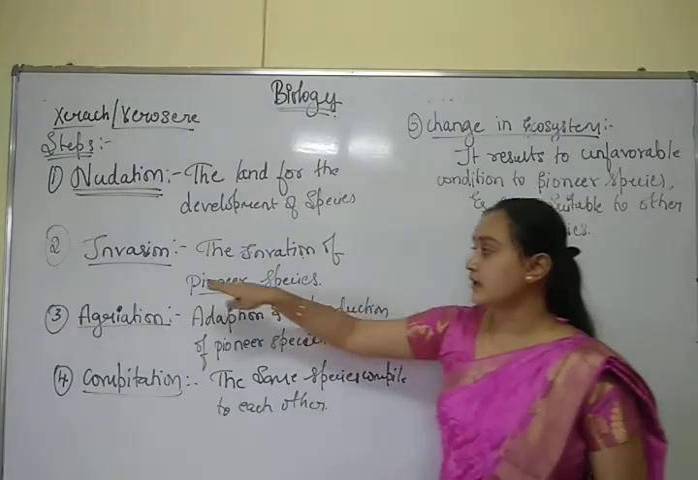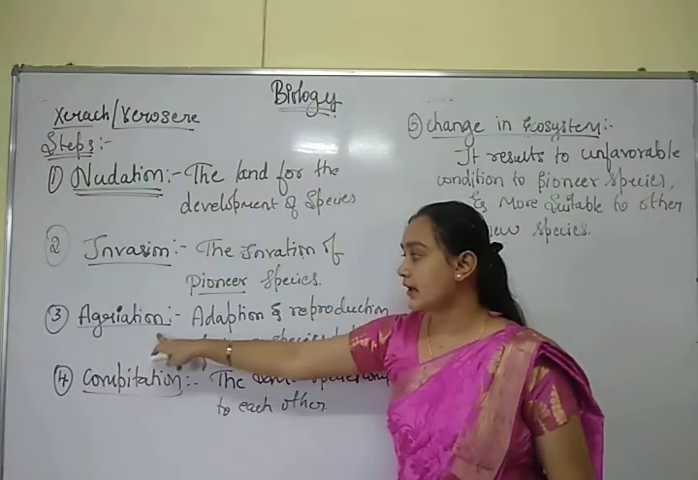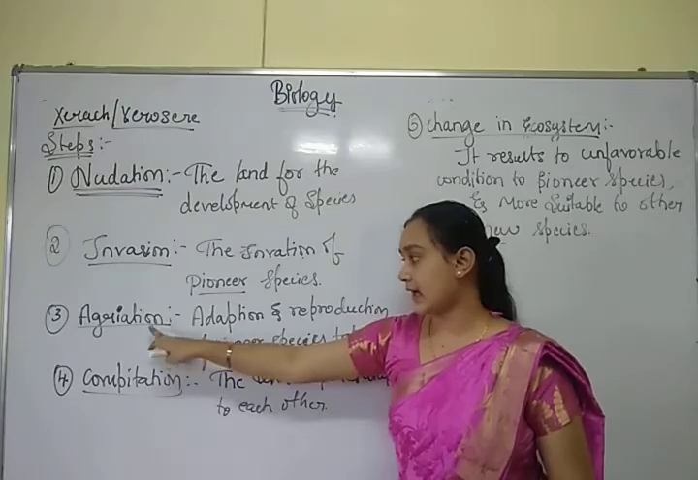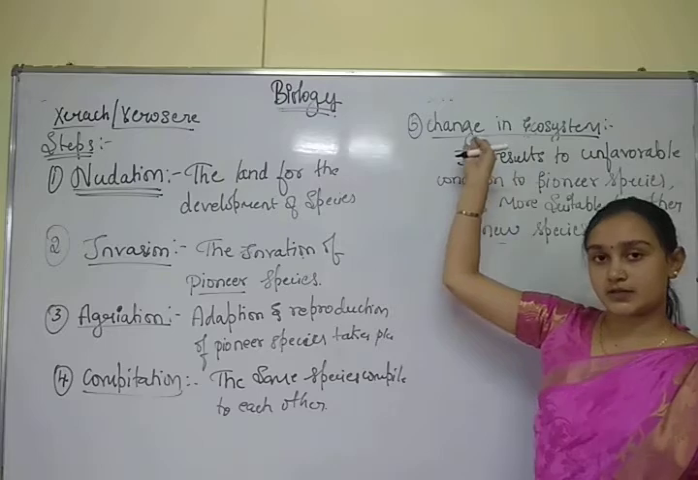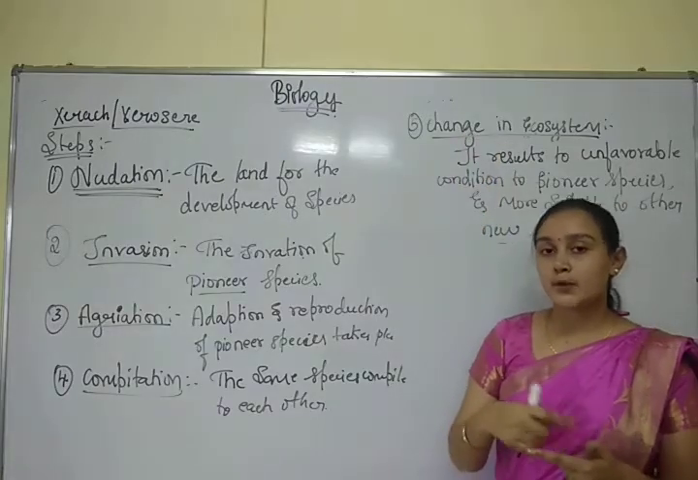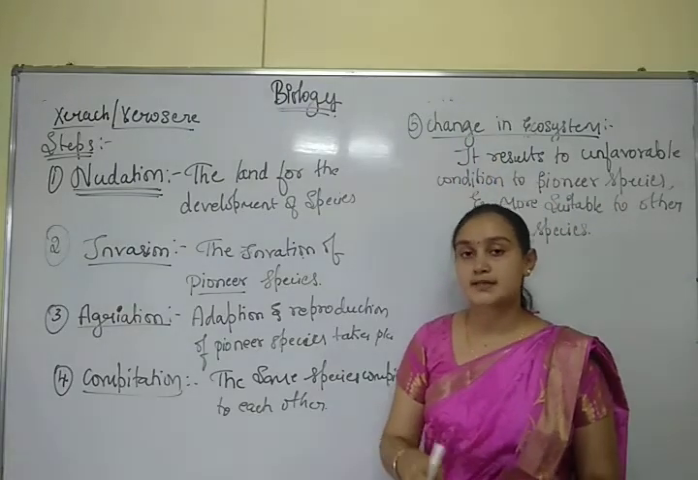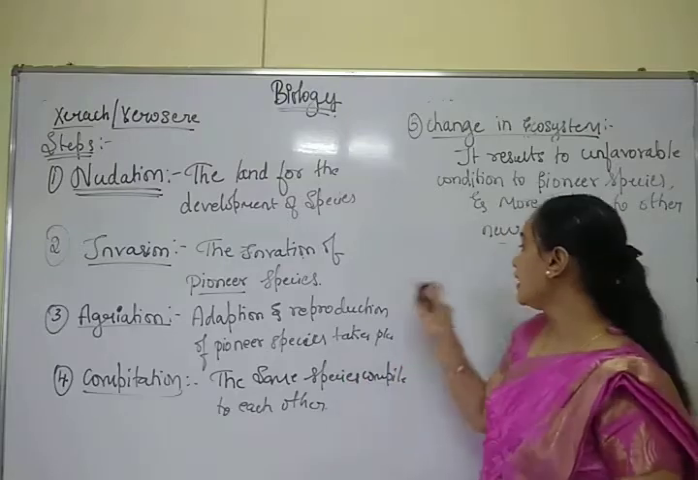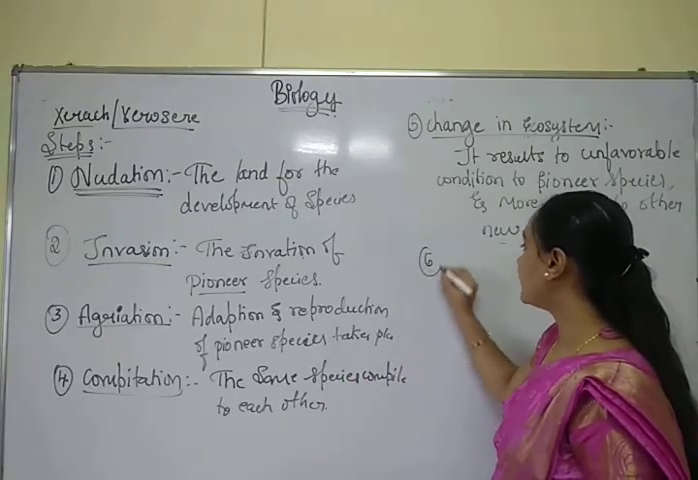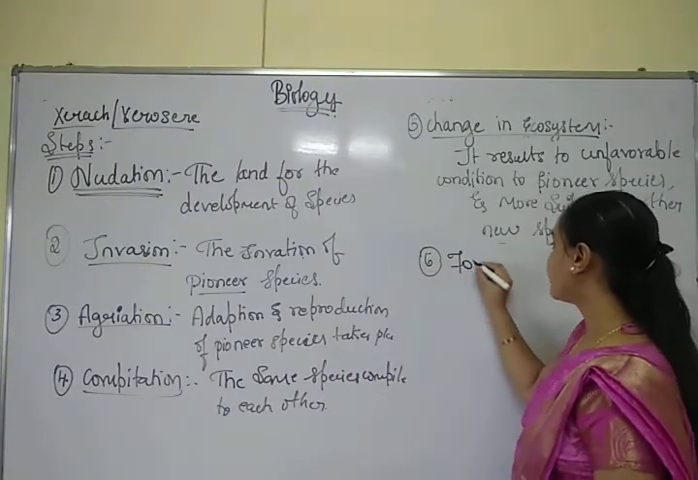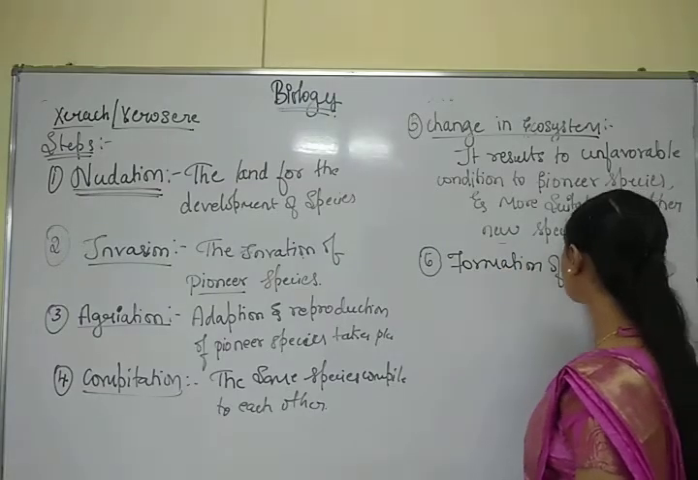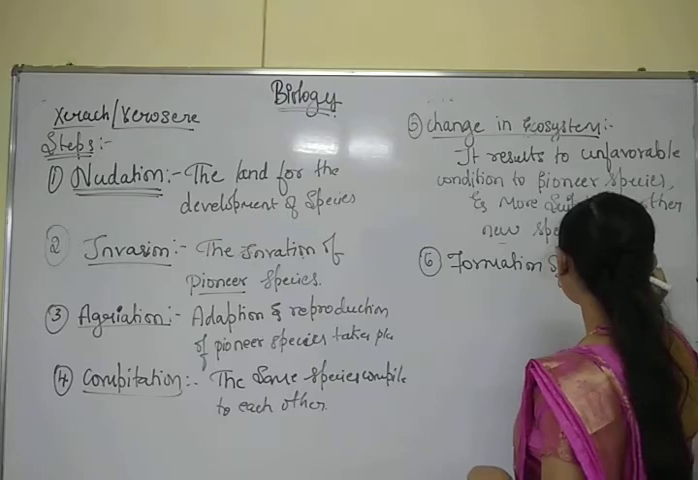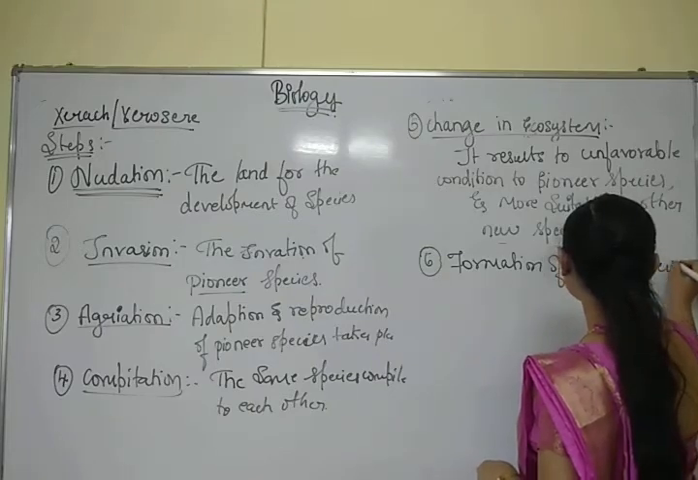So again it will be followed by invasion, aggregation, competition, and again change in the ecosystem. So again the process, it will get replaced. So at the end, there will be the formation of climax species.